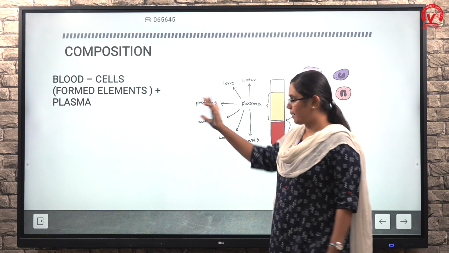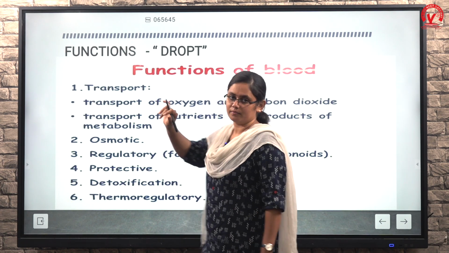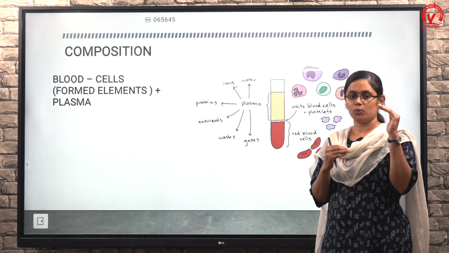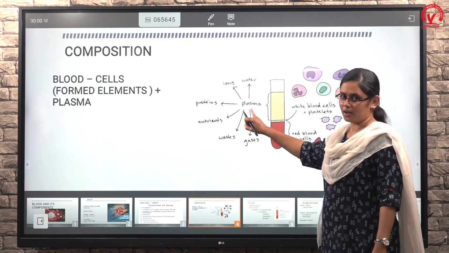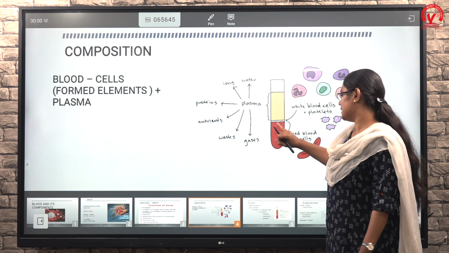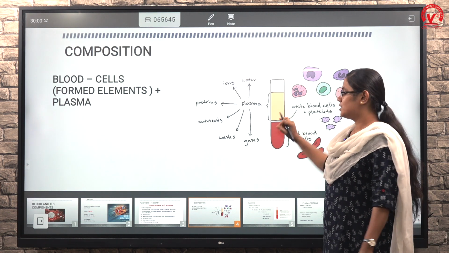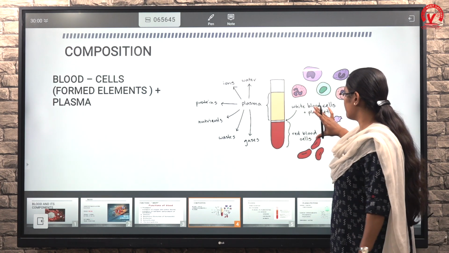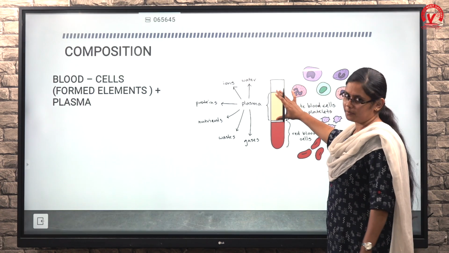Blood contains blood cells, which are also known as formed elements, and plasma. When blood is centrifuged, it gets divided into 3 different portions. The upper portion is called plasma, the lower portion contains red blood cells, whereas the middle one, which is the white buffy coat, contains WBC. So these two come under formed elements, that is blood cells, whereas this one is called plasma.